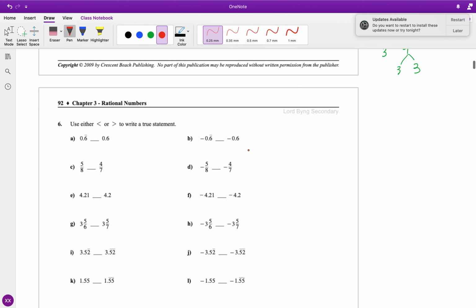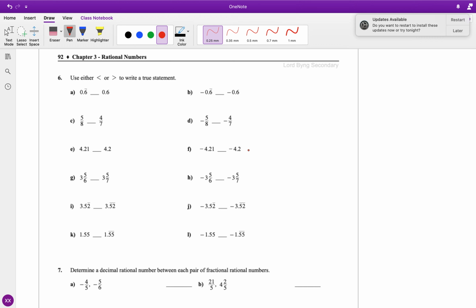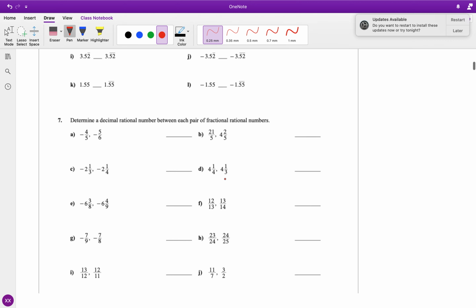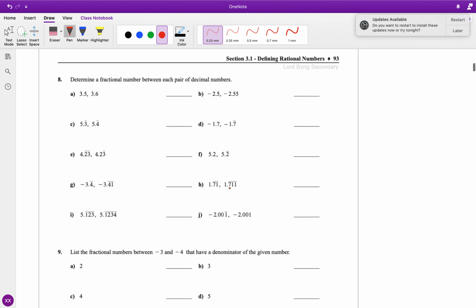Now, the last one I want to talk about is very interesting. This question is that you're going to write a number. Oh, question number 8. So question number 8 is a little bit more challenging, okay? So you're going to write a fraction between these two numbers. These top ones, A, B, C, D, are not as challenging as the one down here. So let me just take a look at this number to try to make sense.